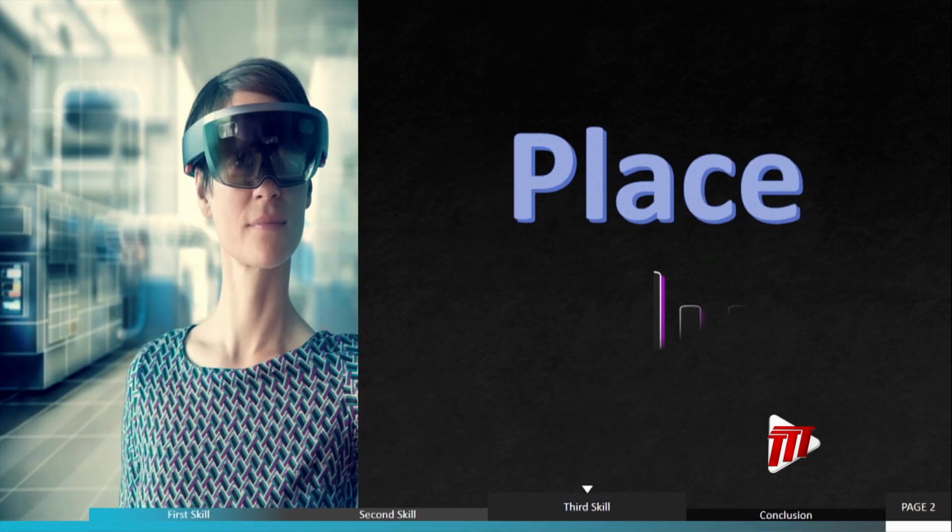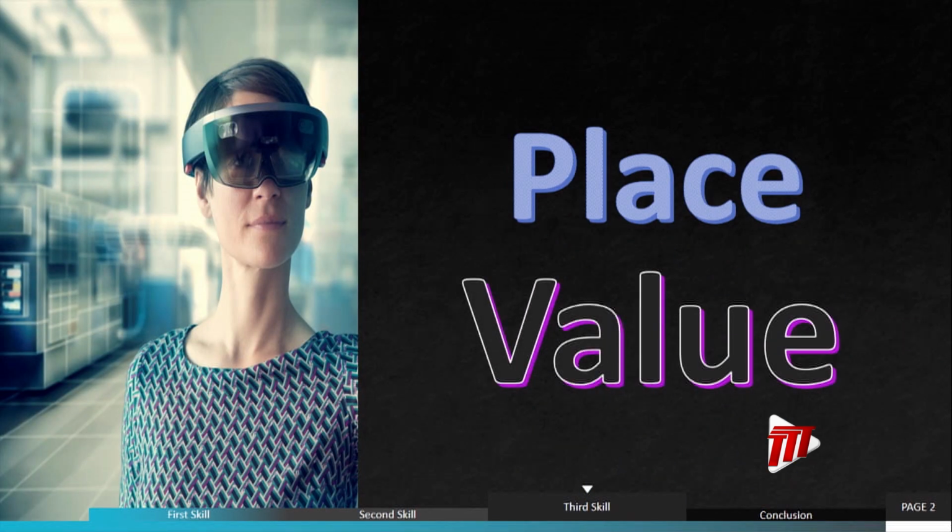If you said place value, then you're correct. Place value is what we're going to be talking about today. And what does place value mean? Place value means that according to where a digit is placed, it has a different value.